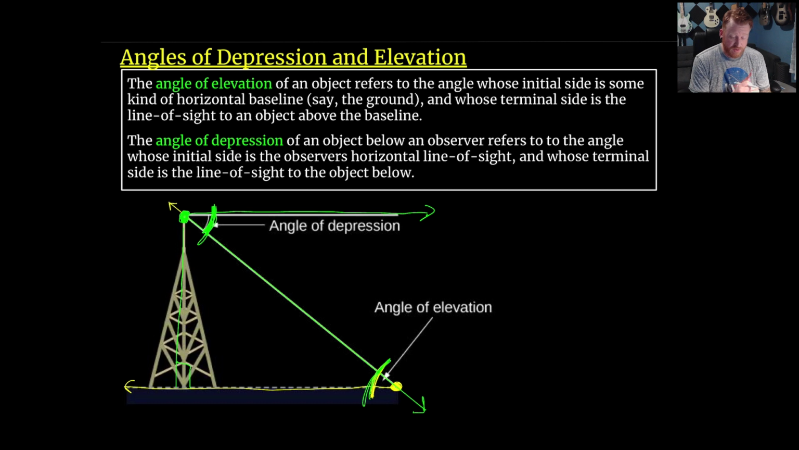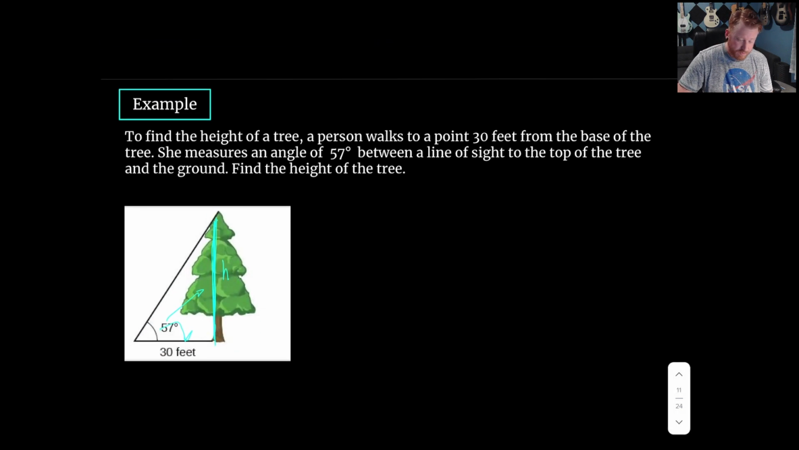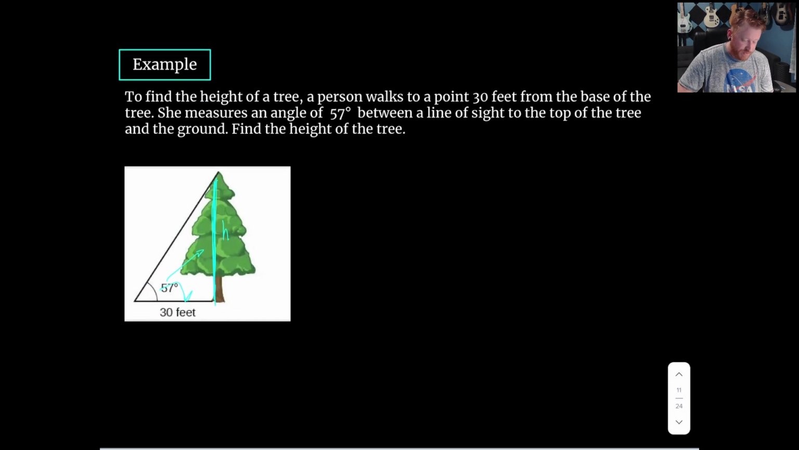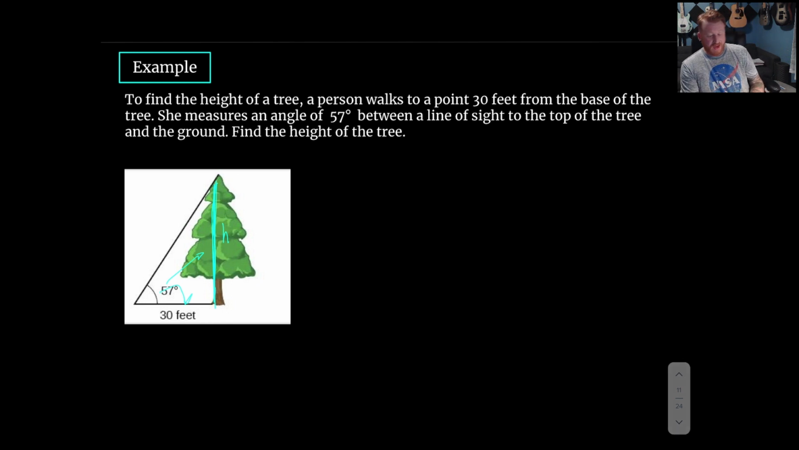So now we have the angle of elevation defined and the angle of depression defined. We can use those to solve some problems. So here is one to solve. We are looking to find the height of a tree. I've got some scribbles left on here from when I was setting this up. We want to find the height of this tree. So a person walks to a point 30 feet from the base of the tree. So this person wants to know how tall this tree is. They're starting at the base down here, and they're walking out, and they're measuring a distance of 30 feet.